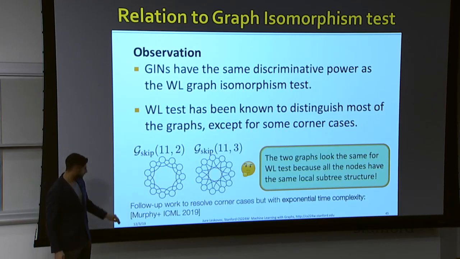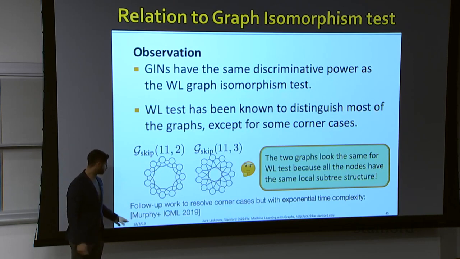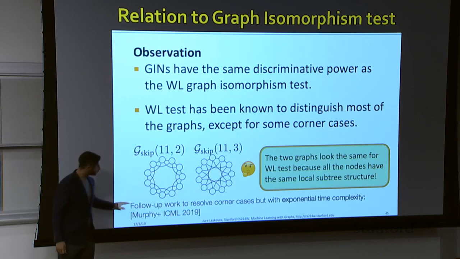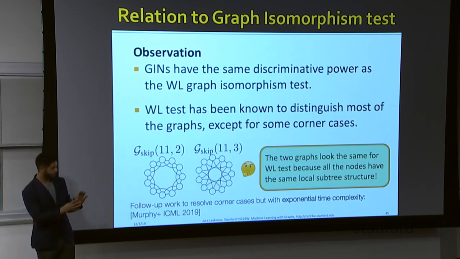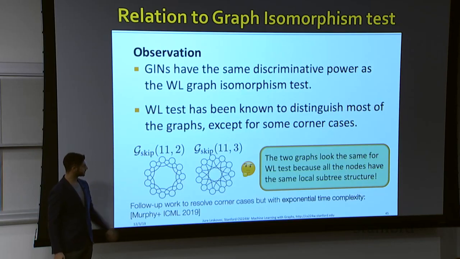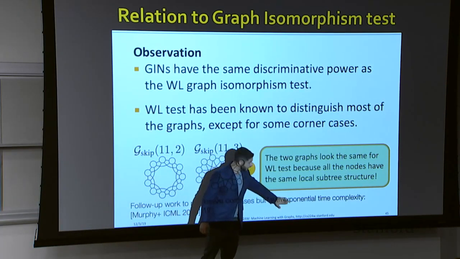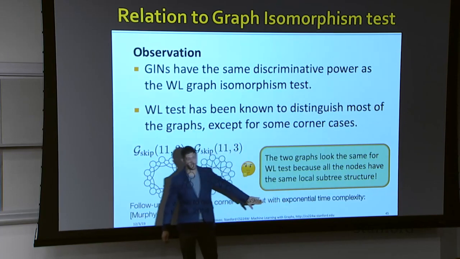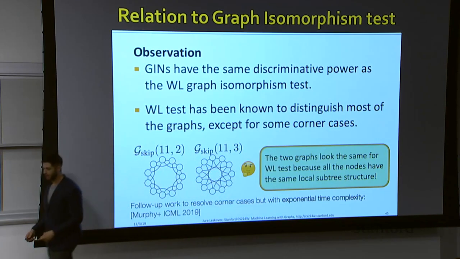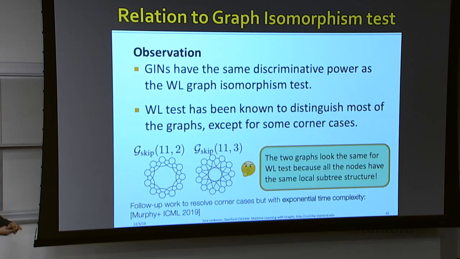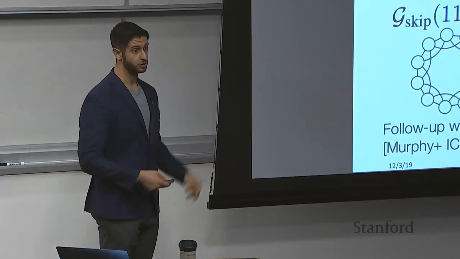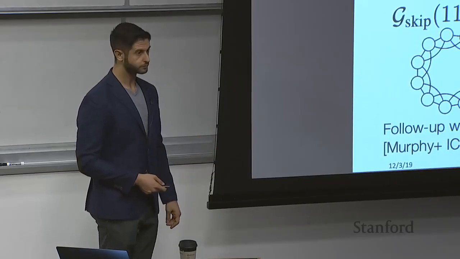But if you're interested, there is also a very recent work which tries to expand the way GNNs work to these corner cases. But the key catch there is that now the time complexity will become exponential again, which is something that we can rarely afford when we're working with such large amounts of data.